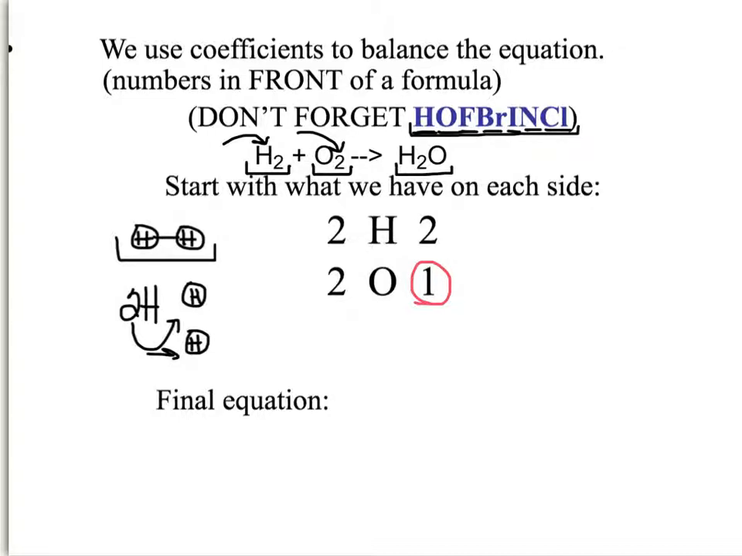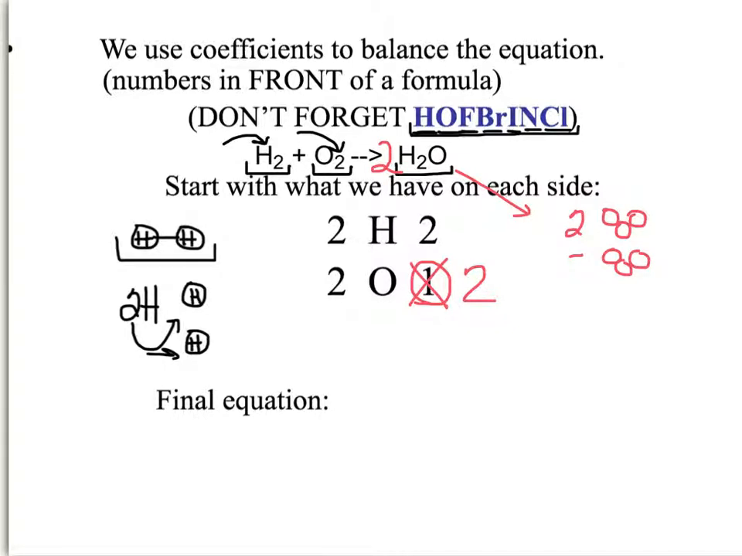So what I'm going to do is put a 2 in front of the water. I can't put the 2 in between the hydrogen and oxygen because this is a water molecule. So what I've now done is I've said I have 2 of these H2Os, like that. Now if I do that, I have fixed my oxygen problem. I now have 2.